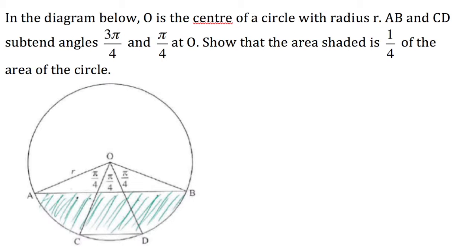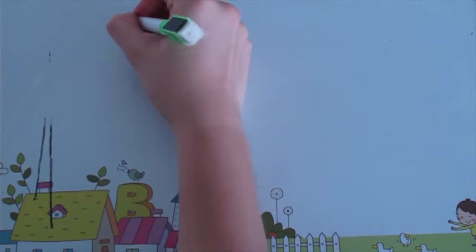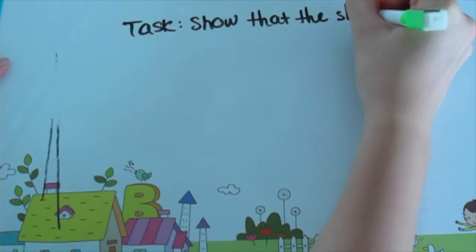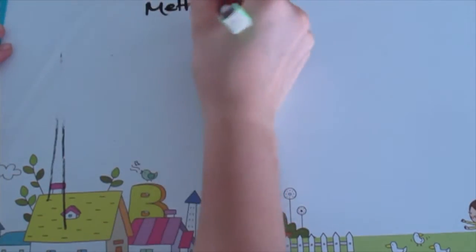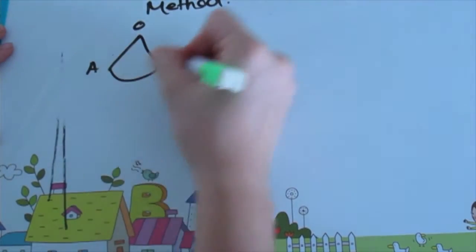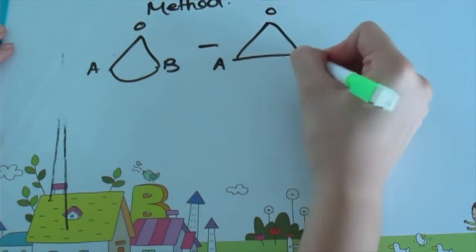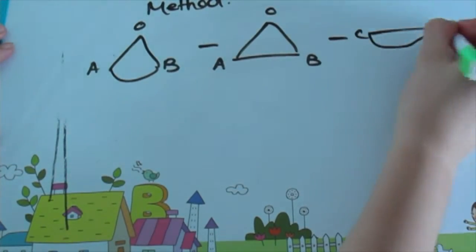So today I will be talking about question 4. We need to be able to show that the area of the shaded region is 1/4 of the area of the whole circle. To do so, we first need to find the area of the sector subtracted by the area of the triangle and the small segment CD.